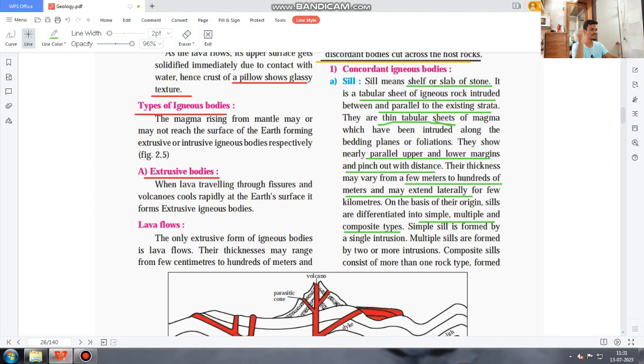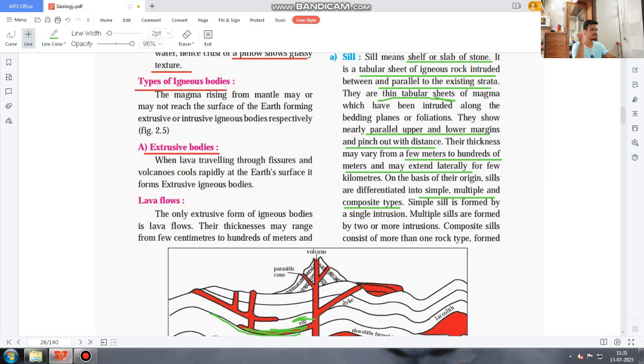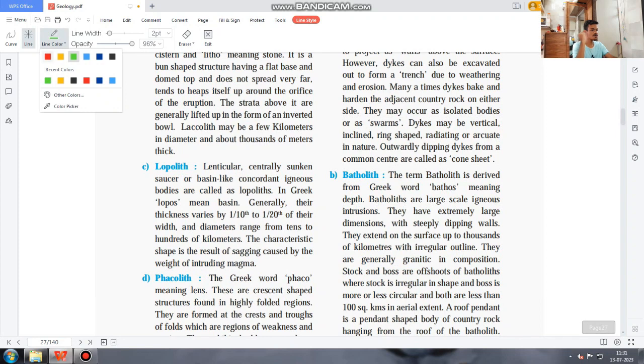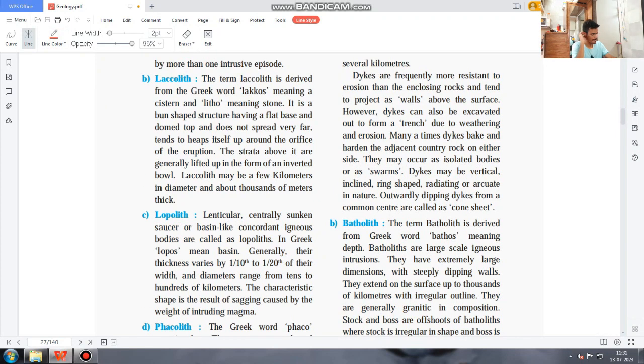On the basis of origin, sills are differentiated into simple, multiple and composite. Three types of sills: simple, multiple and composite. Simple sill is formed from a single intrusion, multiple from two or more, and composite from more than one rock type.